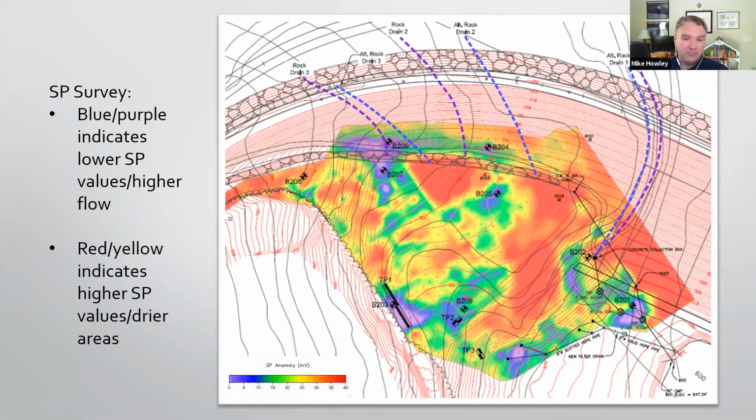For Moore Dam, anomalously low potential differences, the cooler colors, purples and blues, indicate flow in the subsurface. Areas of high potential difference, the red to orange and yellow colors, indicate areas of little or no flow.